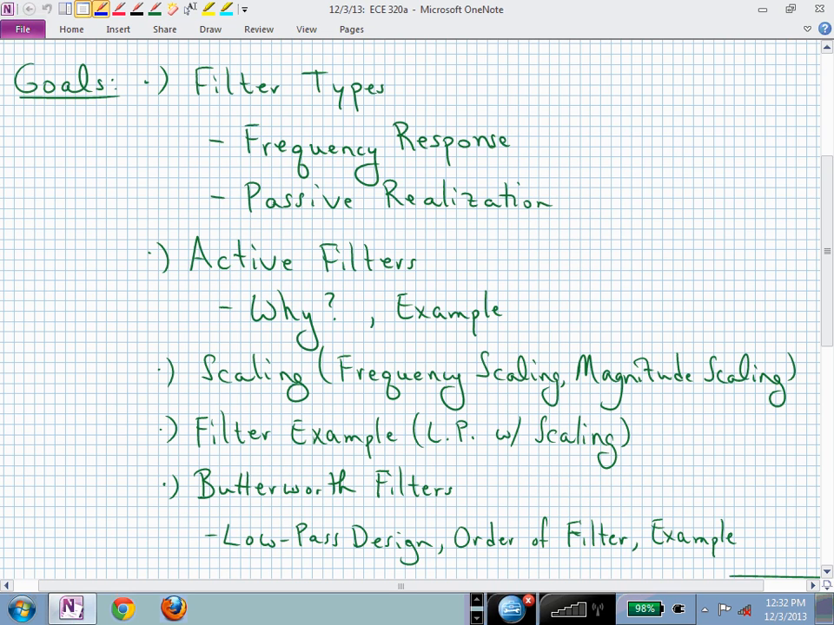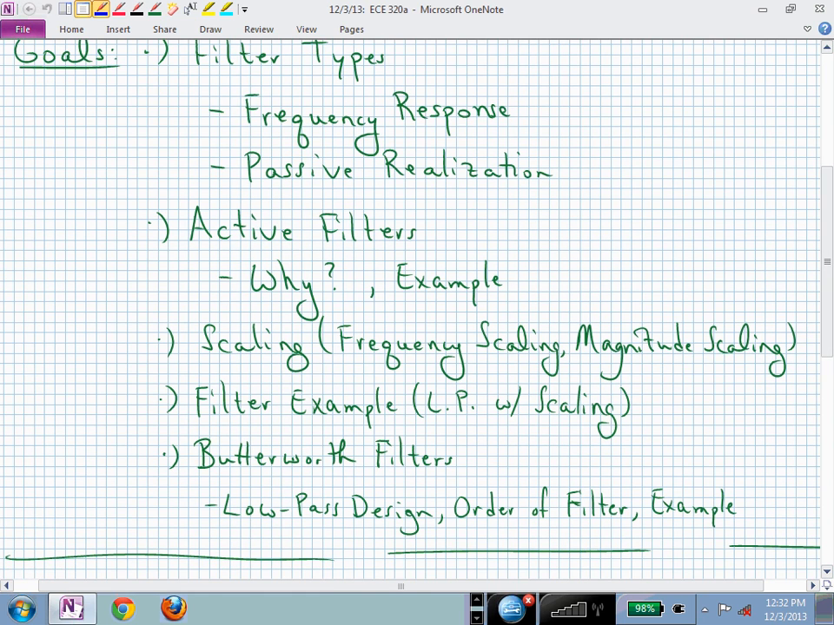And we'll quickly go through some of those types of filters and how we could actually realize those or build those with RLCs, resistors, inductors, and capacitors. Not that you would want to build them that way, but that gives you a way to quickly think of a physical realization or an implementation of these 4 different filter types that we'll talk about. We'll then discuss active filters with an example.